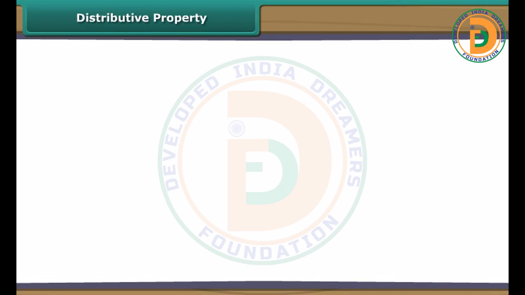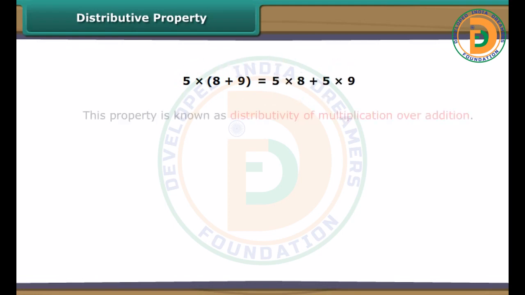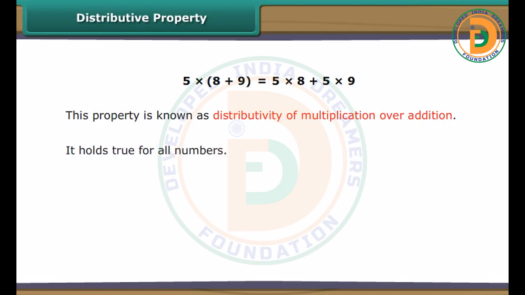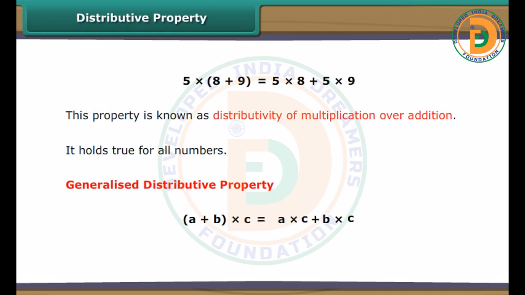Distributive property. Look at this expression: 5 into bracket starts 8 plus 9 bracket closes. It can also be written as 5 into 8 plus 5 into 9. This property is known as distributivity of multiplication over addition. It holds true for all numbers. We can therefore generalize it with variables as bracket starts a plus b bracket closes into c is equal to a into c plus b into c.